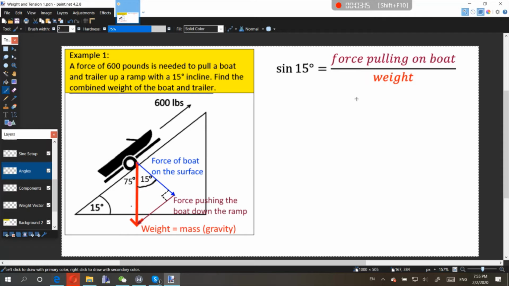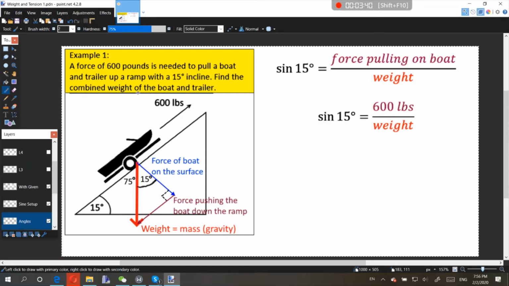Because this force pushing the boat down the ramp, this one here, is the same as my force vector here in red, it should be equal and opposite to my force needed to keep the boat in place. We actually already know what that force vector is, so I can go ahead and write that too. We were given that we need 600 pounds of force to pull the boat and the trailer up the ramp. So right now, we have 600 pounds of force that we would need in order to balance that.